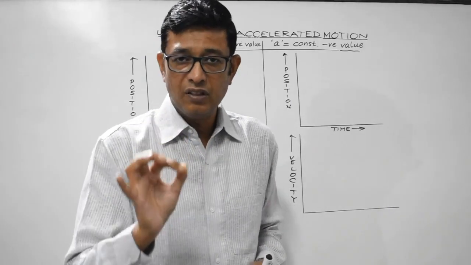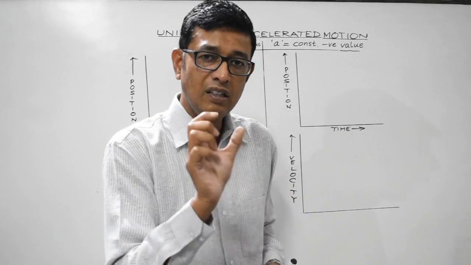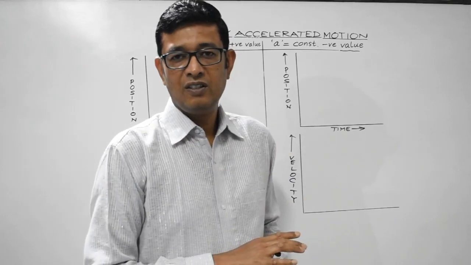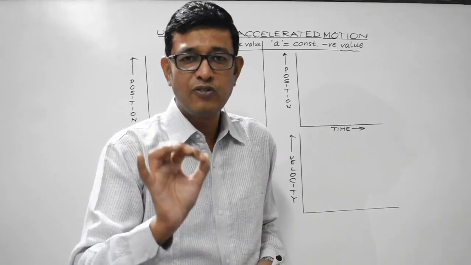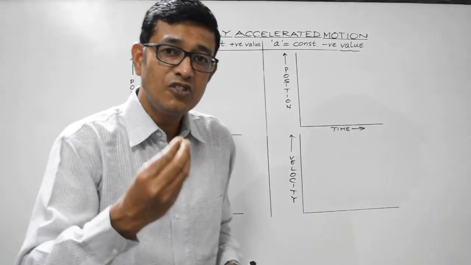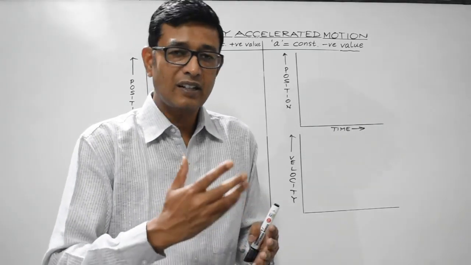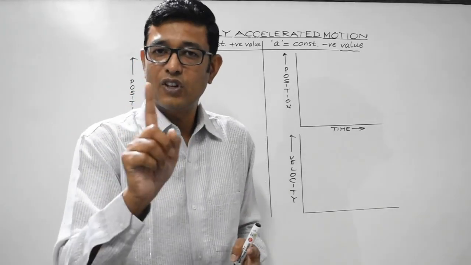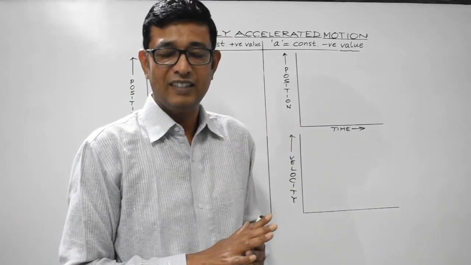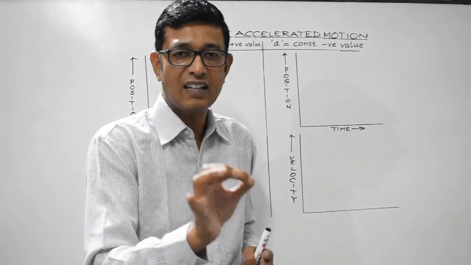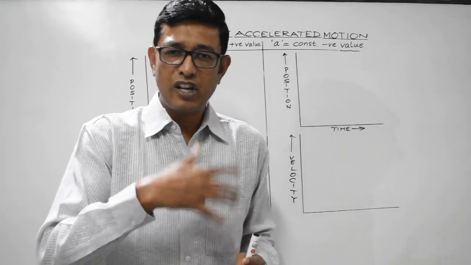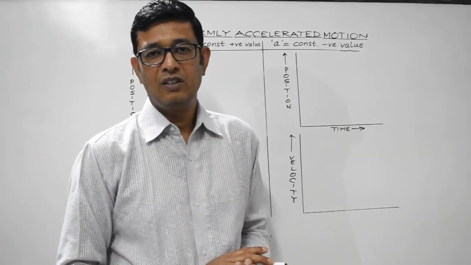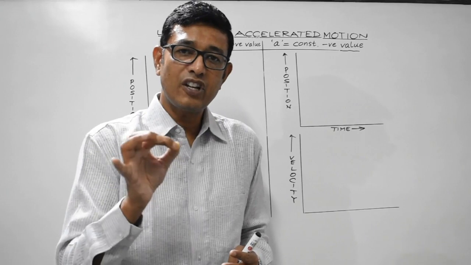Now, if a body covers unequal displacements in equal intervals of time, then the body is said to possess non-uniform motion. So students, for a body to possess non-uniform motion, the velocity of the body must change. It can change either at a constant rate or at a variable rate. If the velocity changes at a constant rate, it is the case of uniformly accelerated motion. And in case of random change in the velocity of a body, it is the case of non-uniformly accelerated motion.